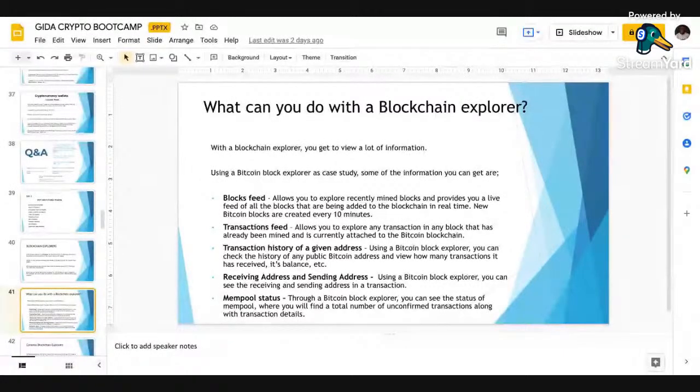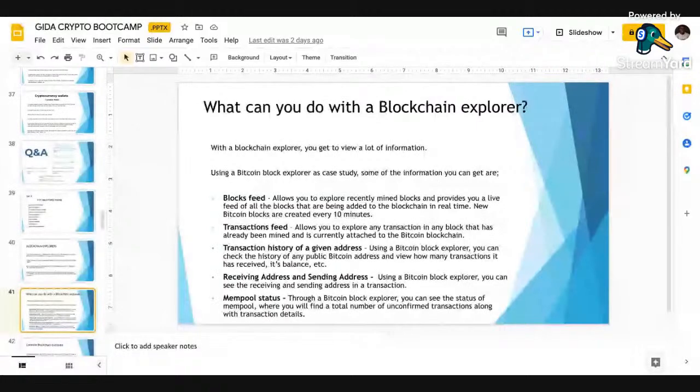Bitcoin's Genesis block was created in 2009. That is when Bitcoin was launched. Immediately the token is launched, that is when it starts counting. So every 10 minutes, a new block is added. So when we talk about the blocks feed, it is what allows you to explore recently mined blocks. I told you blocks contain information. That is what is contained inside a block.